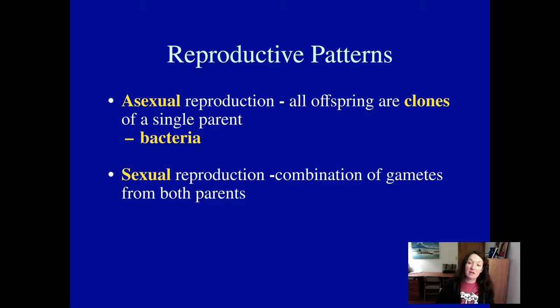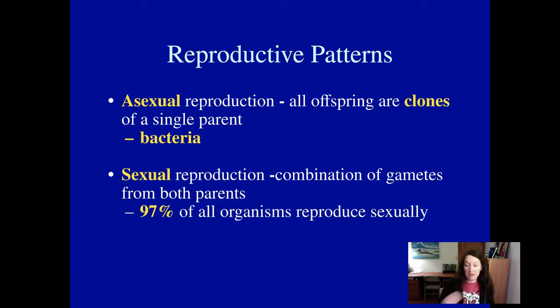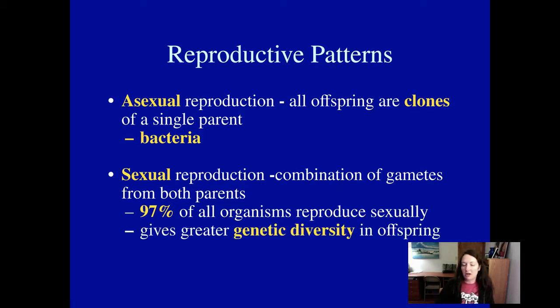Sexual reproduction, though, on the other hand, is when you have a combination of the genes from both parents. And so then you have a bigger amount of genetic diversity involved. 97% of all organisms that we know of on Earth reproduce sexually. And it makes sense because that increased genetic diversity allows a species to survive and reproduce. So, over many, many, many millennia of evolution, you see that genetic diversity surviving. You see 97% of the organisms reproducing in that way.